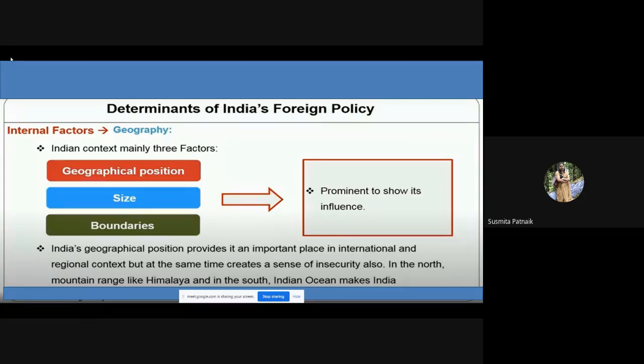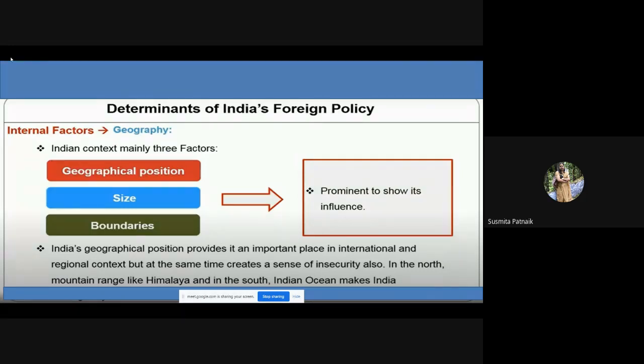The third is the boundary. What do you mean by boundary? The boundary is constituted by mountains and maritime areas, different types of oceans, high mountains, and high valleys.